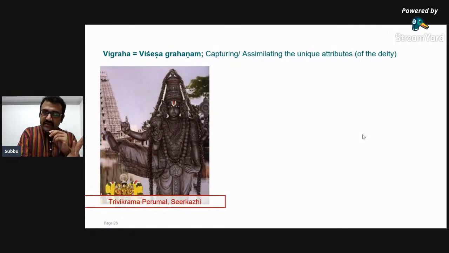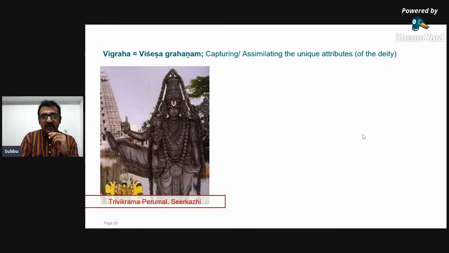Now we saw the Sthanaka, the standing, the seated Vishnu and the lying down Vishnu. A very unique form, which you can say is a form of a standing Vishnu, but it's not completely standing, is the Trivikrama Perumal in Sirgari. Okay, and similar forms, that of Trivikrama.